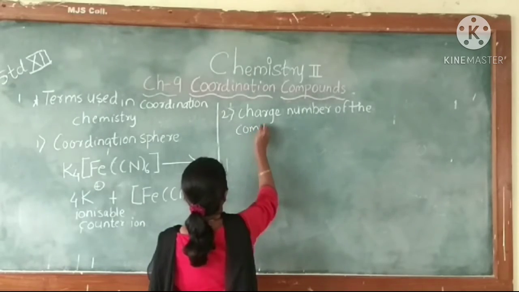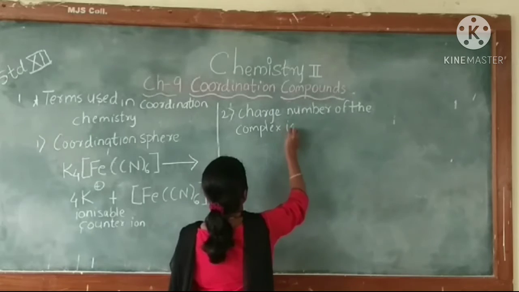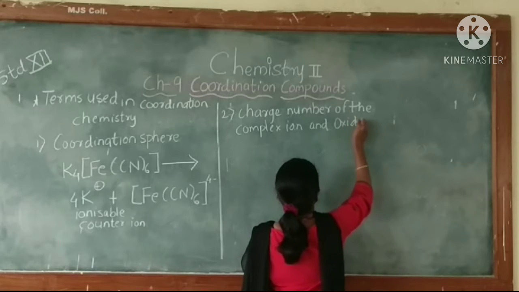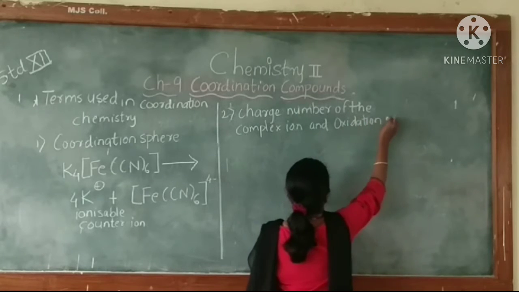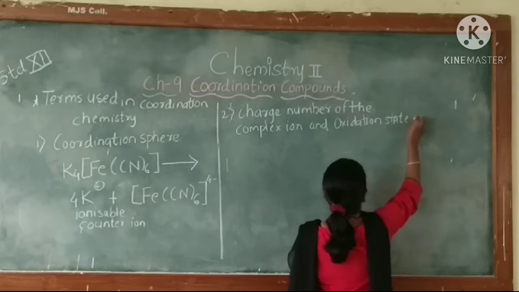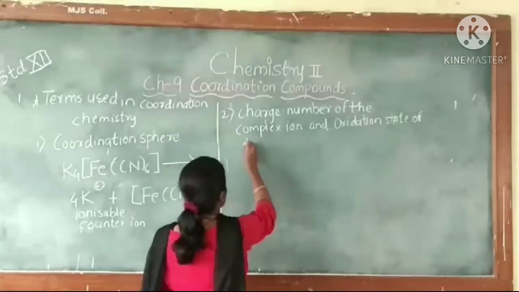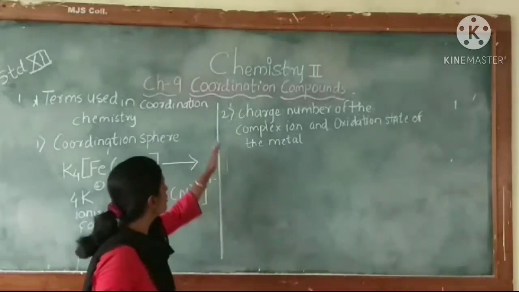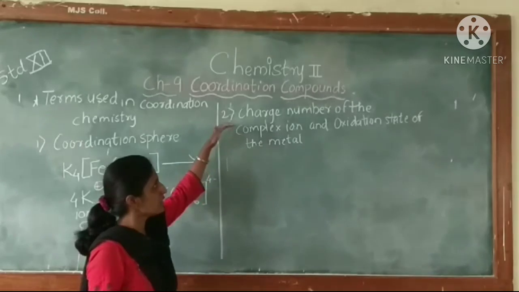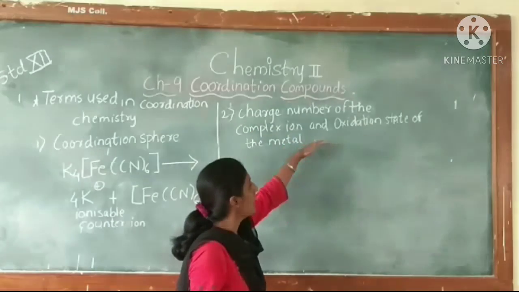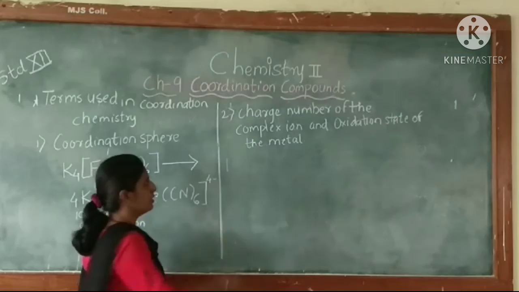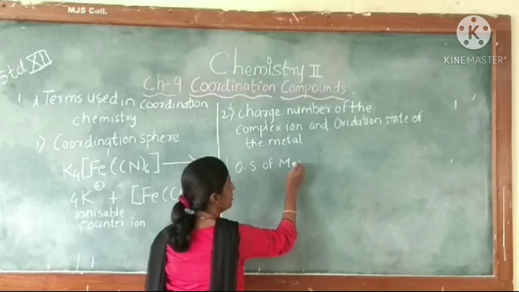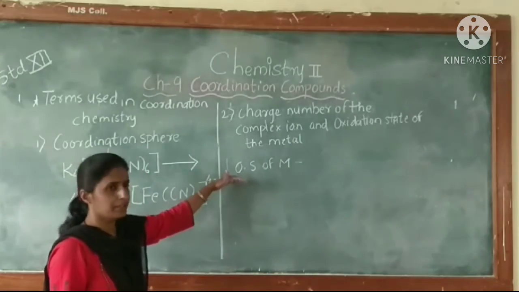Charge number of the complex ion and oxidation state of the metal. So the next term used in coordination chemistry is the charge number of the complex ion and the oxidation state of the metal. The oxidation state of the metal is nothing but the charge carried by the metal.